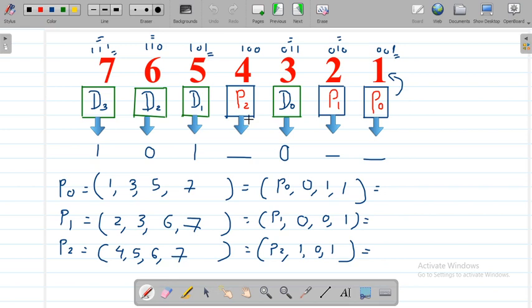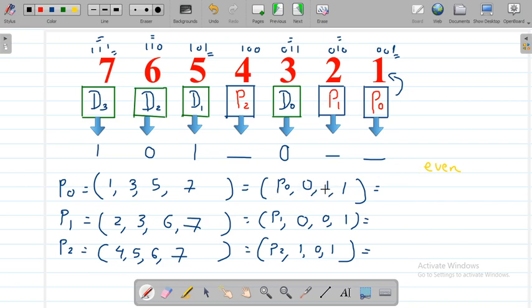So here it is even parity. There are different ways in which you can check for even parity. Now you look at this data: P0, 0, 1, 1. I want a Hamming code for even parity. Even parity means the number of ones should be even. If you are checking for odd parity, then the number of ones should be odd. So here it is even parity.